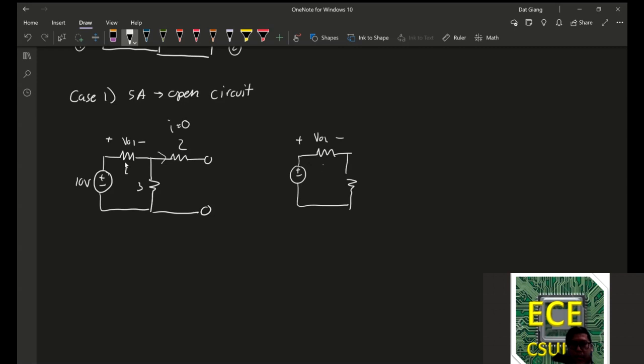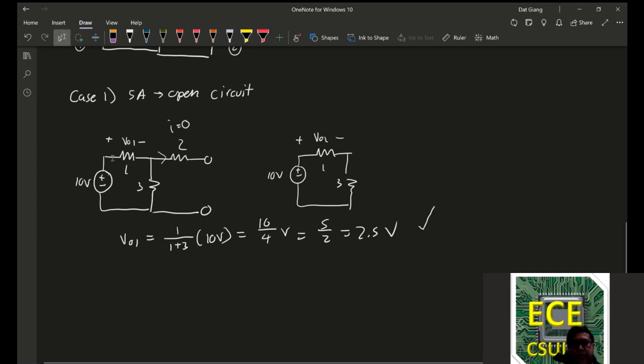V out 1, with 1 and 3. This is 10 volts. And from there, V out 1 is just going to be a voltage divider. 1 divided by 1 plus 3 times 10 volts, or 10 over 4 volts, or if you like, 5 over 2, or 2.5 volts. That's okay. So keep that value in mind.